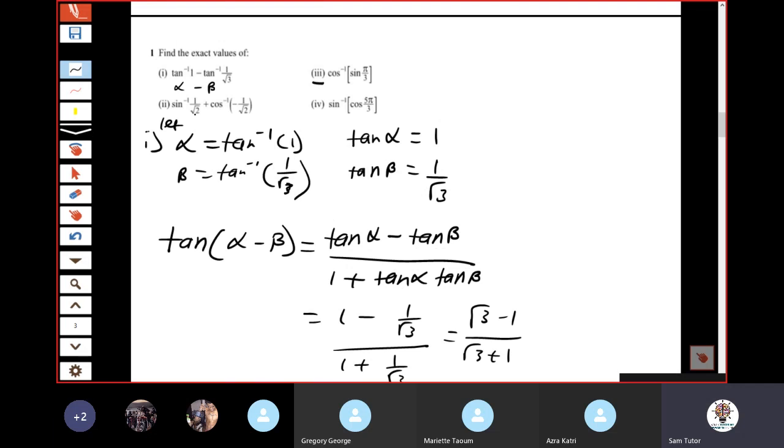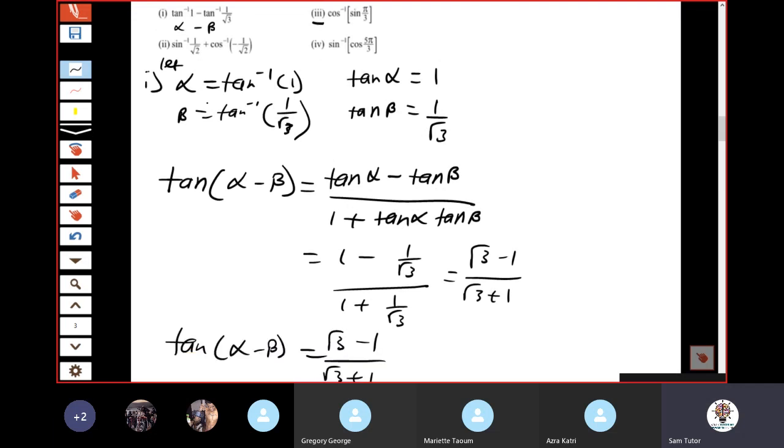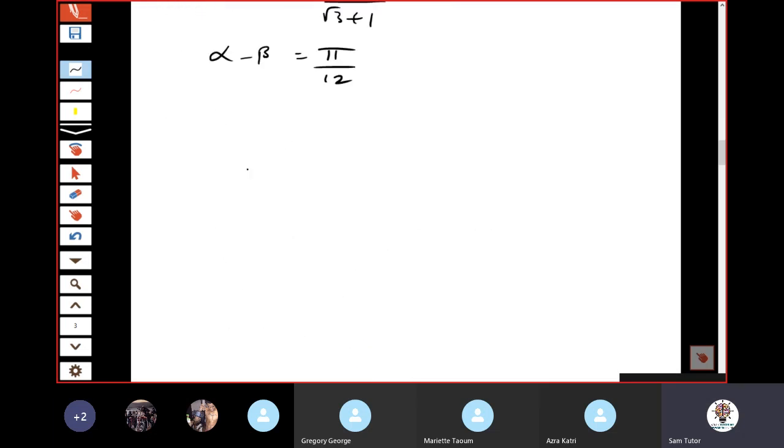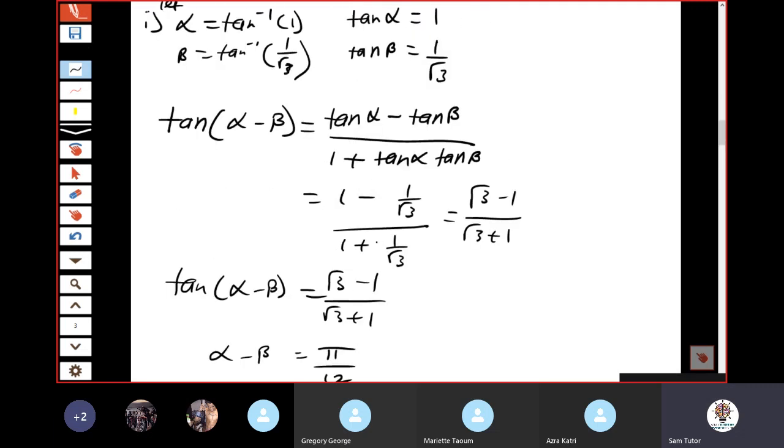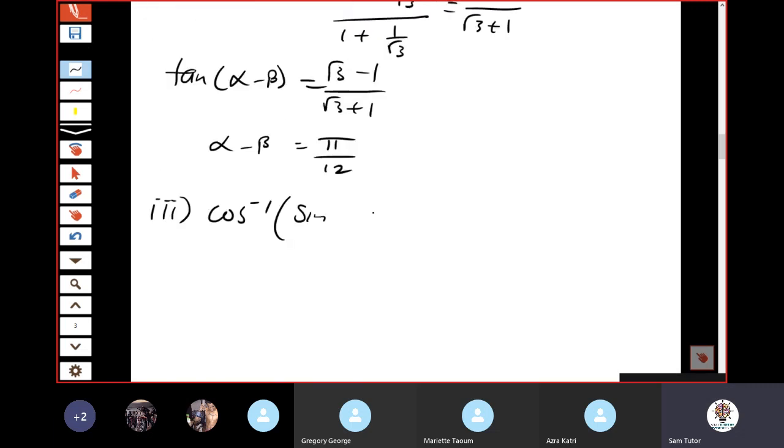Part ii says inverse sine plus inverse cos of negative 1 on root 2. Part iii says inverse cos of sine of pi on 3. Yeah, look, I'm going to show you part iii first. Hold on. Part iii: inverse cos of sine of pi on 3.